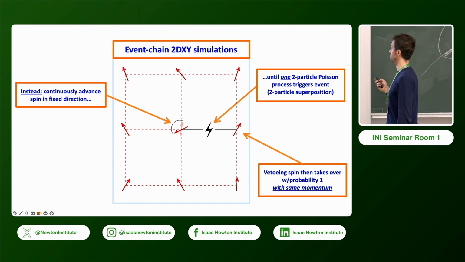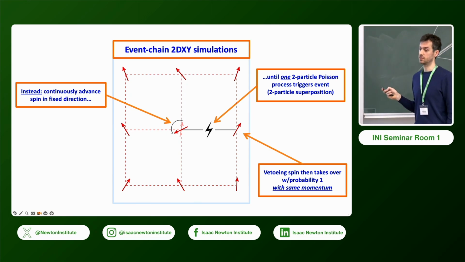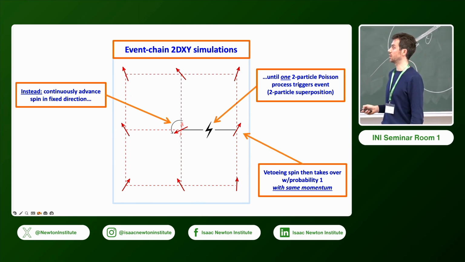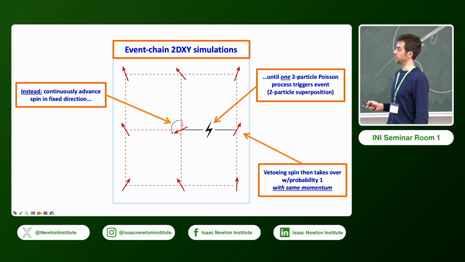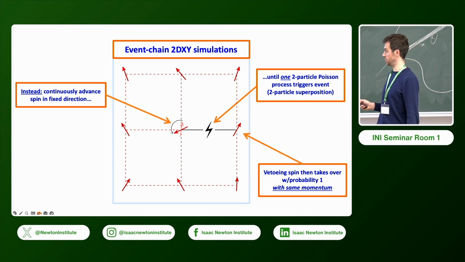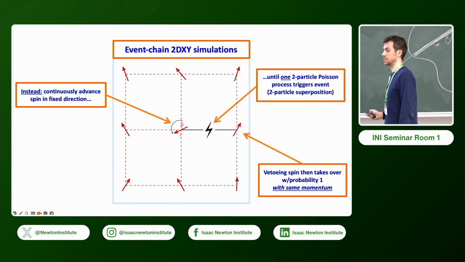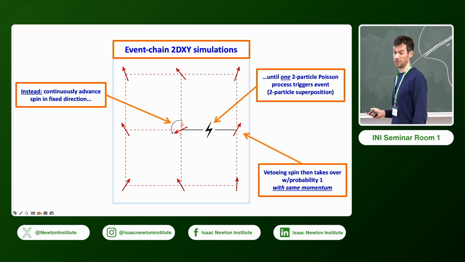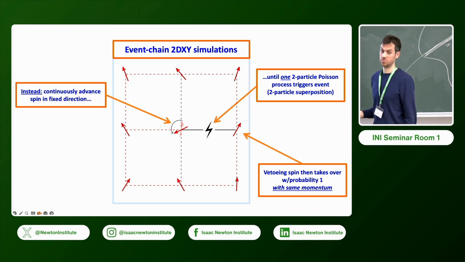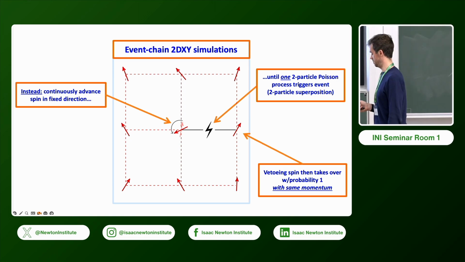So we instead perform two-particle superposition. We draw one event time for each of those two-particle interactions. And then the soonest of these event times defines the next event and vetoes the motion in some sense. And this vetoing spin then takes over with probability 1 and with the same momentum, which might seem a bit strange. This is the bit that should seem a bit strange.